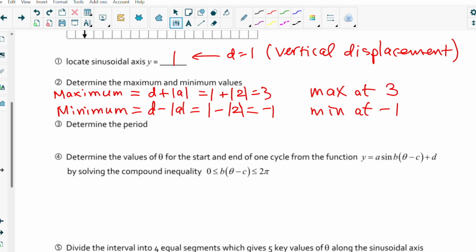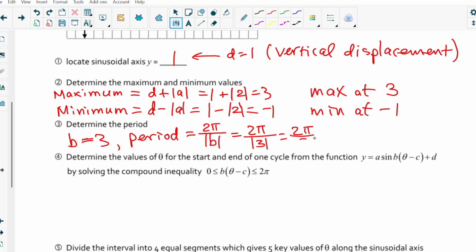Determine the period. B equals 3. Remember, we're in radians, so the period is 2 pi divided by the absolute value of b, so that's 2 pi divided by the absolute value of 3, and that's 2 pi over 3.